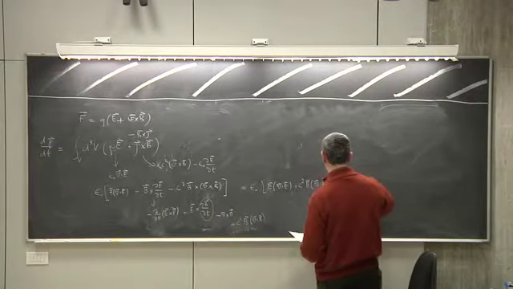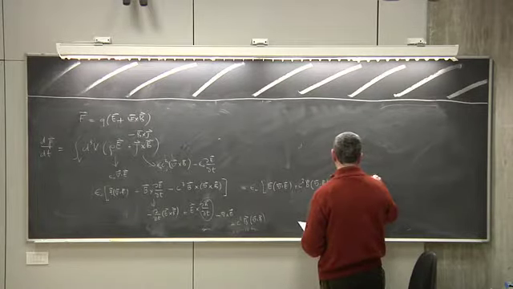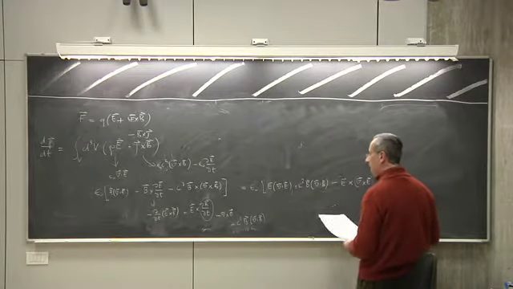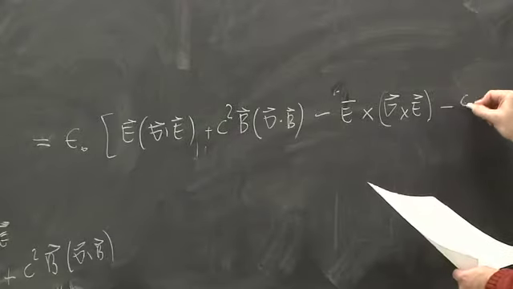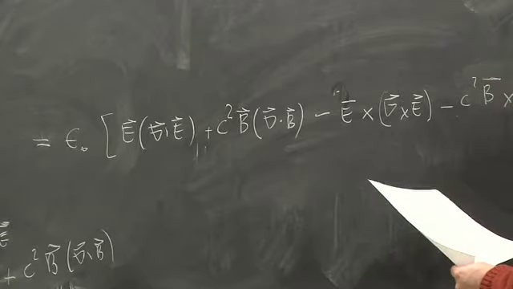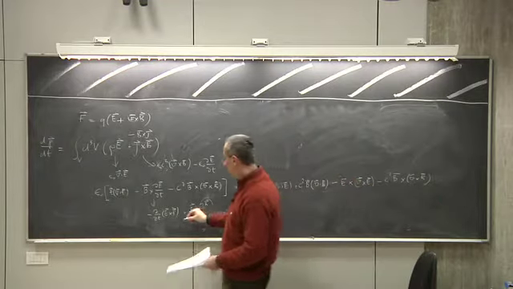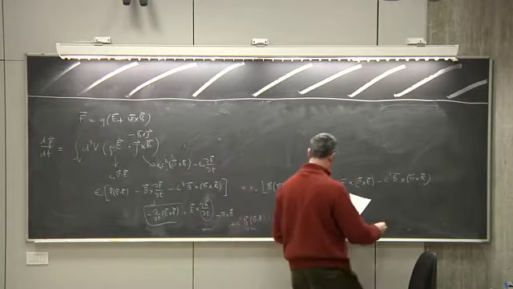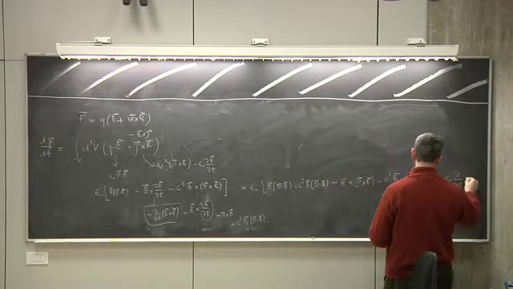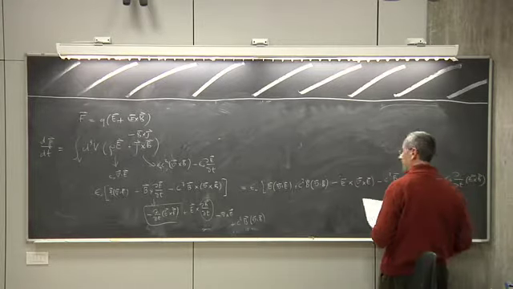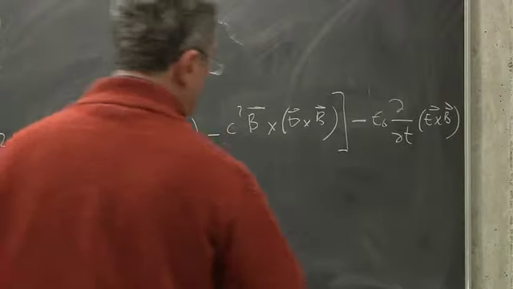Then I have this term there, minus E cross the curl of E, and then I have this term that is minus c squared B cross the curl of B, right? And then this term here, that is the one that I extracted, that I pulled out because this is what I want to keep to the end. Okay? We are almost there, so just give me 5 minutes.